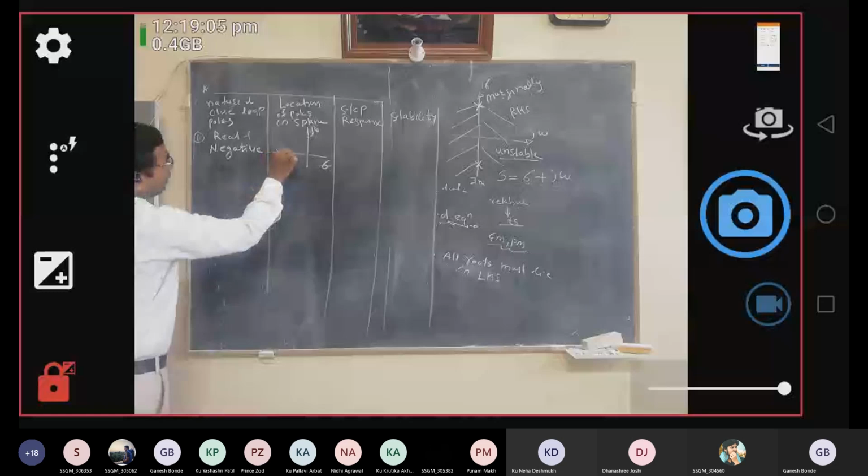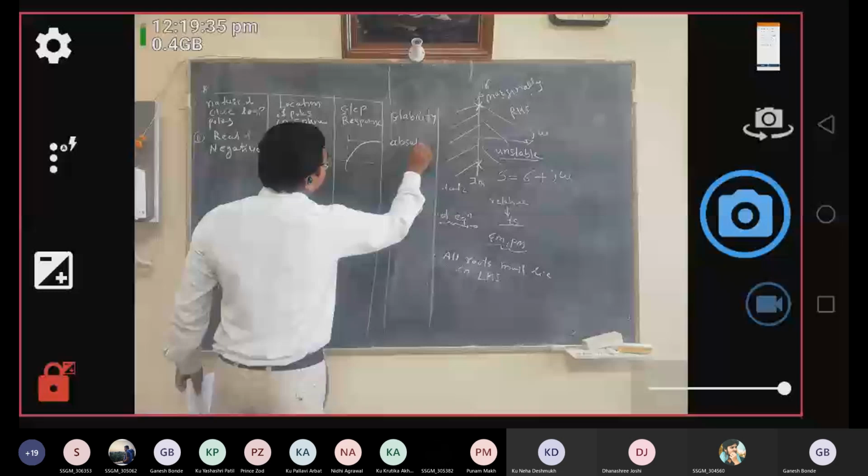Okay, so at that time the step response for negative roots could be like this. So this will be your step response. That means your system becomes stable. So we say that in that case our system is absolutely stable.